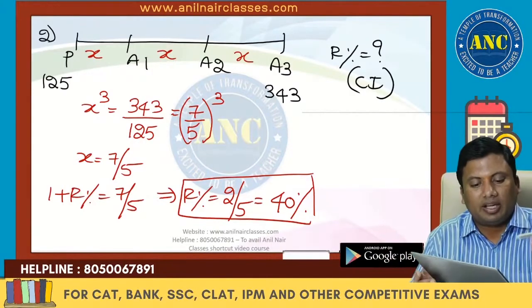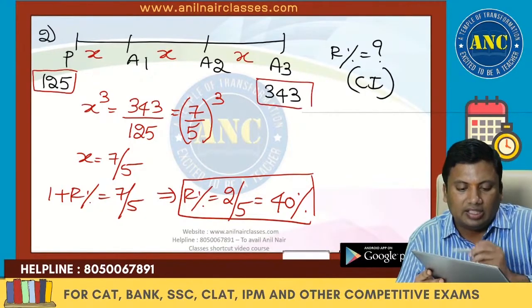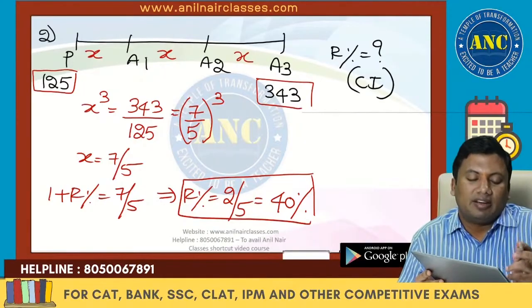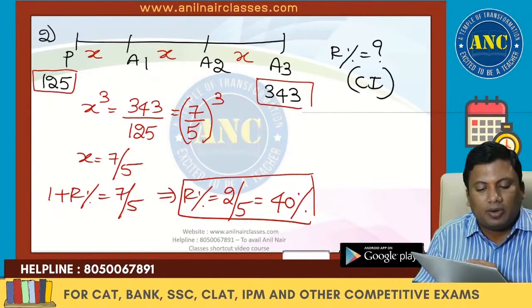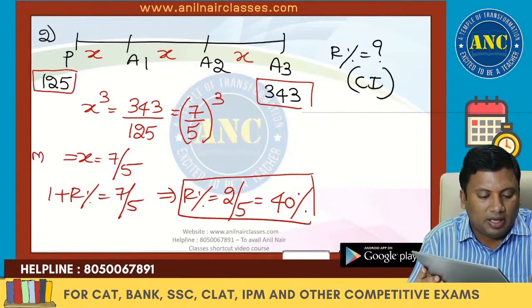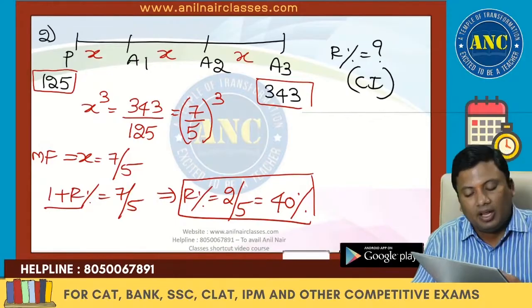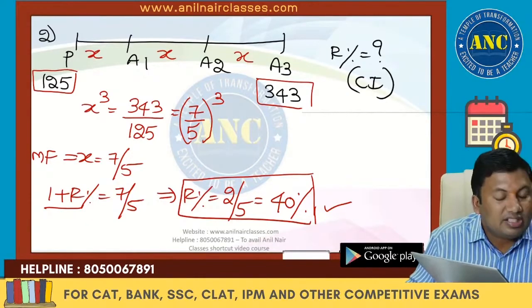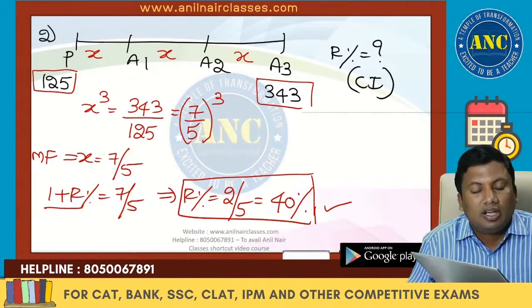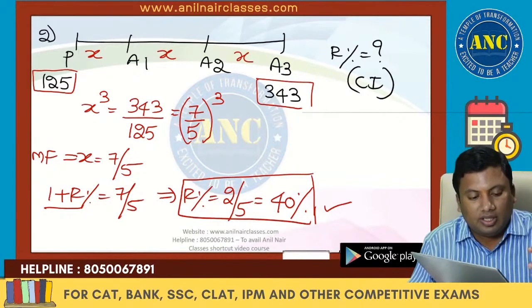Just by looking at the question itself, you will get the answer. If this is 125 and it is 343, the multiplication factor remains the same. X into x into x, so x cube is nothing but 343 by 125. X is the multiplication factor, which is 1 plus r percentage. R percentage is 40%. Tejaswini, the amount is given as 2662, so the principal will be 2000.